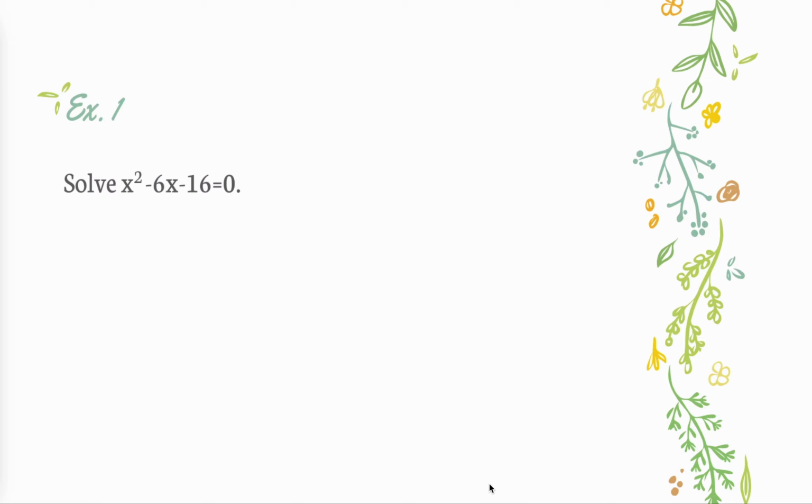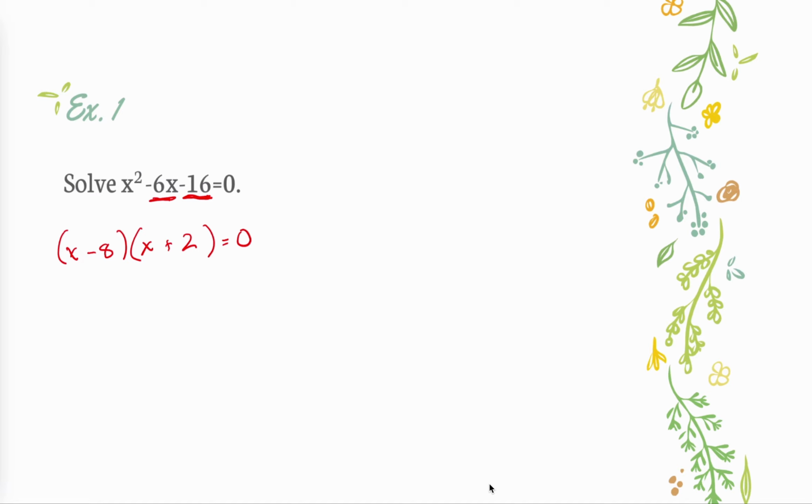So, solve x squared minus 6x minus 16 equals 0. We should be able to factor this. I'm pretty sure this factors. Right? So, an x and an x. We're looking for 2 numbers that multiply to negative 16 and add to negative 6. It's going to be a negative 8 and a positive 2.